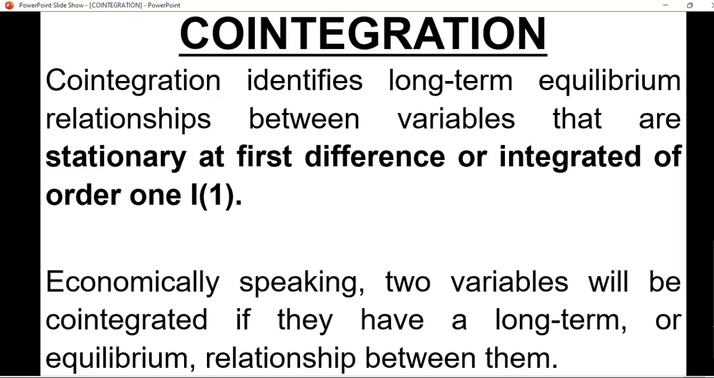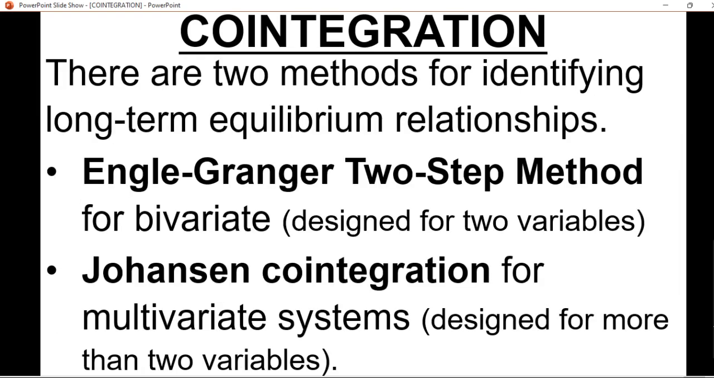Now, what is cointegration? Cointegration identifies long-term equilibrium relationships between variables that are stationary at first difference, or integrated of order 1, that is I(1). Economically speaking, two variables will be cointegrated if they have a long-term or equilibrium relationship between them.